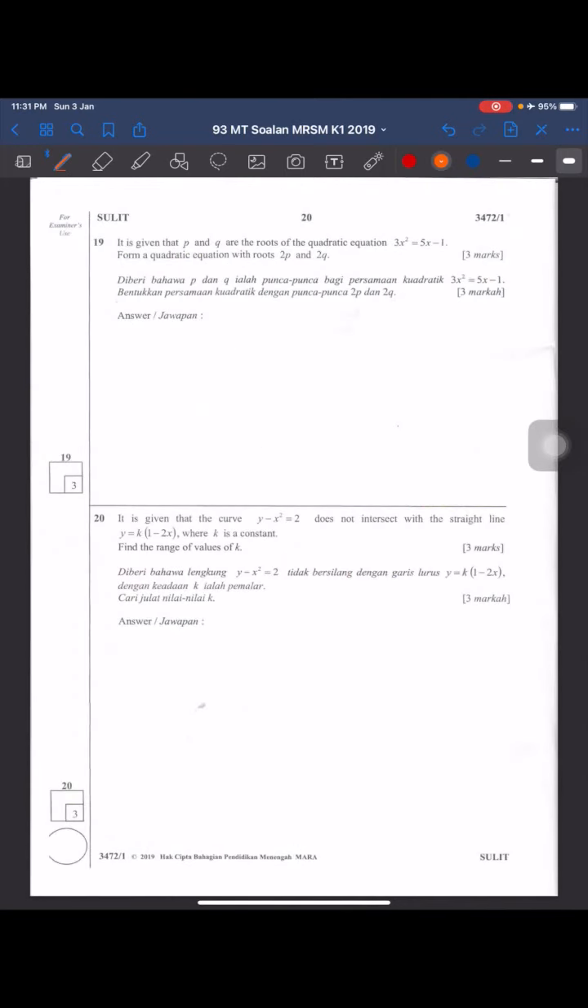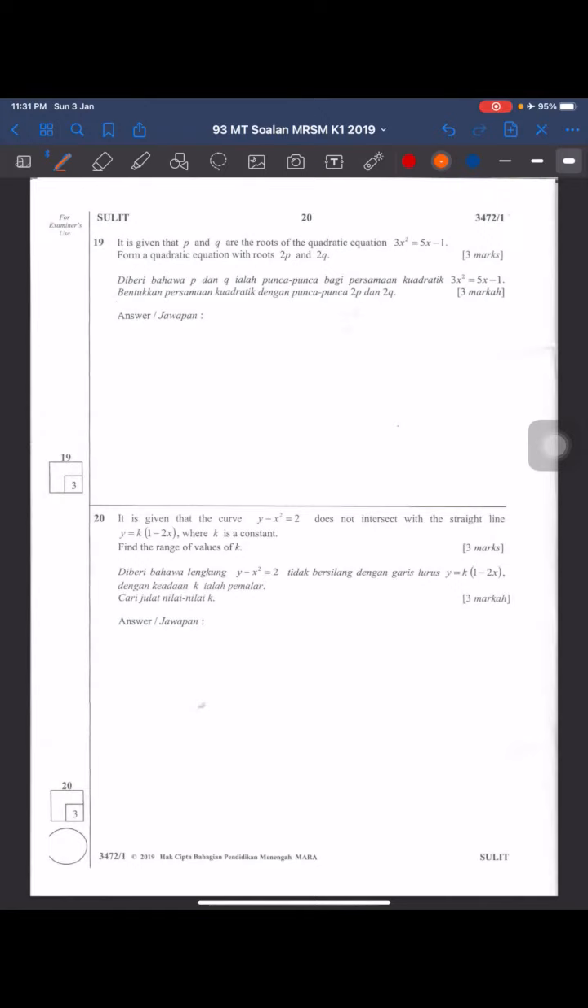Okay, we proceed to number 19. Okay, it is given that P and Q are both roots of the quadratic equation 3x squared equals to 5x minus 1. Form a new equation with roots 2P and 2Q.